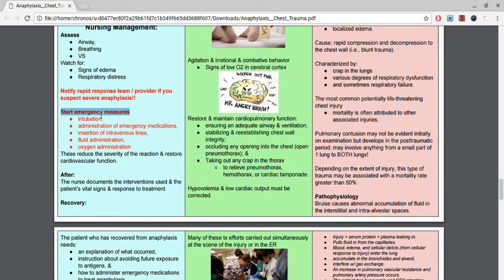And they're going to basically start emergency measures. They're going to intubate the patient. They're going to administer emergency meds. They're going to insert an IV line, or actually, you should be inserting the IV line if possible.